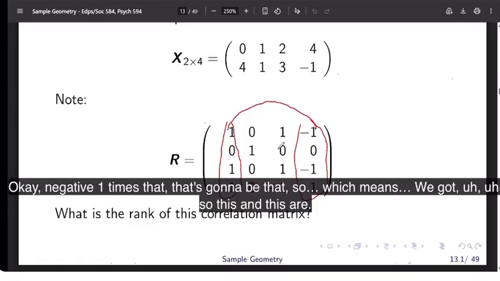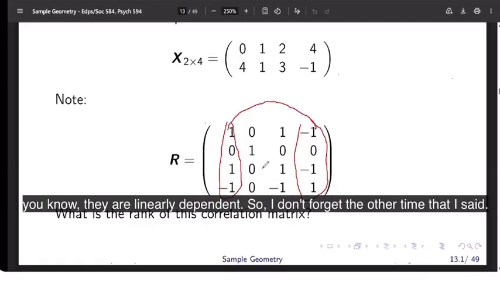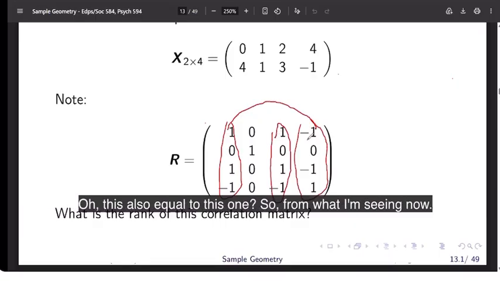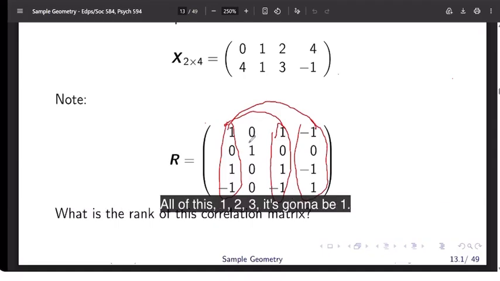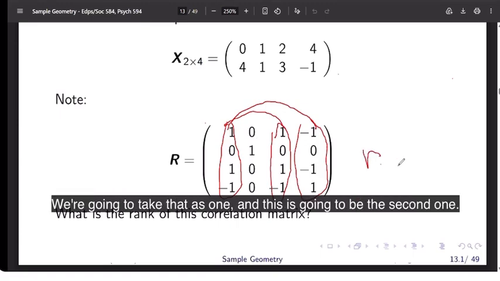So, and don't forget the other time that I said, this is also equal to this one. So from what I'm seeing now, we're actually going to take all of these as 1. All of this, 1, 2, 3, is going to be 1. We're going to take that as 1. And this is going to be the second one. Okay. Now, because of that, I'm actually going to say the rank here is 2.